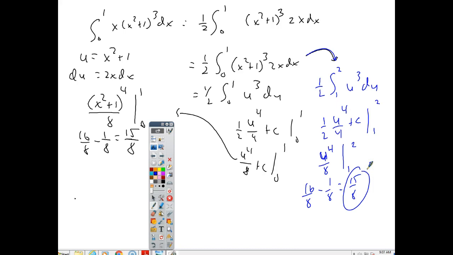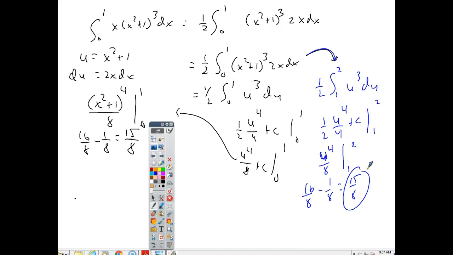Since we switched the bounds to u, I just pretend like x never happened. I never go back. So I raise my power by 1, divide by the power I get, simplify, and plug in my 2 to the u now, because these are u's, right? I'm going to plug it in, plug it in.